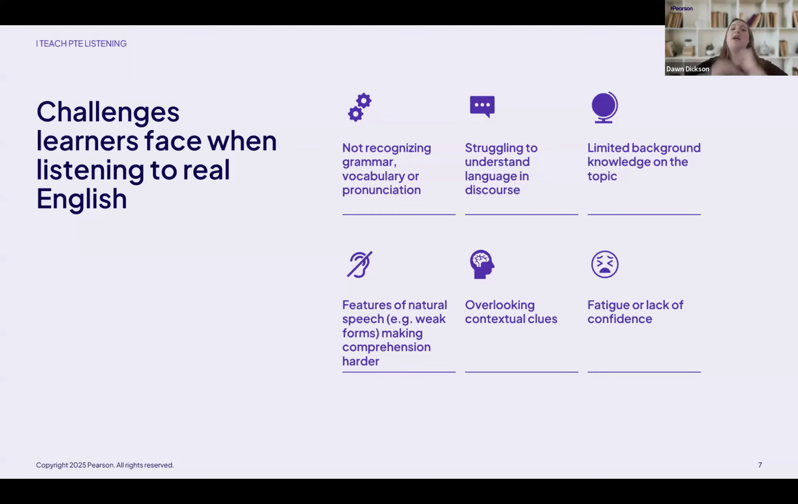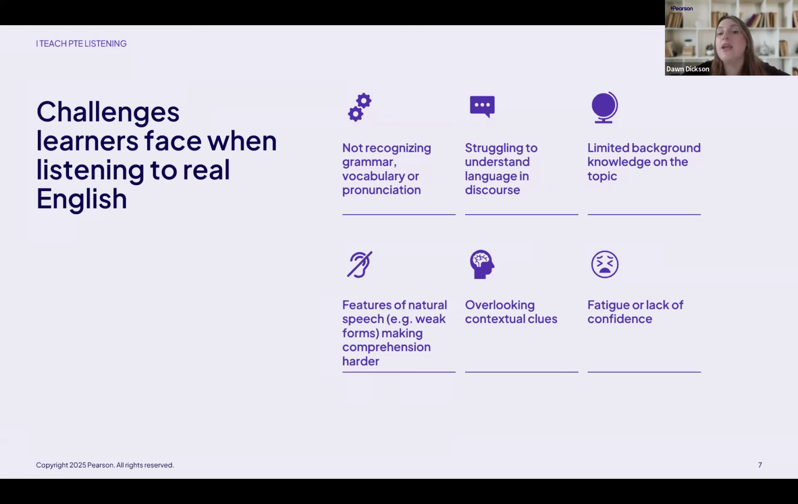Okay, so this part, I quite like this part. Challenges learners face when listening to real English. I like it for a number of reasons, because it's reflective. It's something that I think many of us can relate to. I'm sure many of you in the webinar today have learned English yourselves, in which case you can think back to challenges that you yourselves faced when you were learning English and when you were listening to real English. So you can put yourselves in the shoes of your students or your learners.